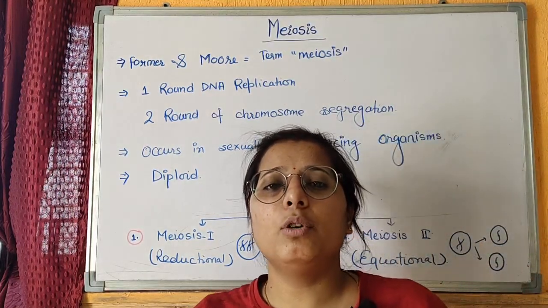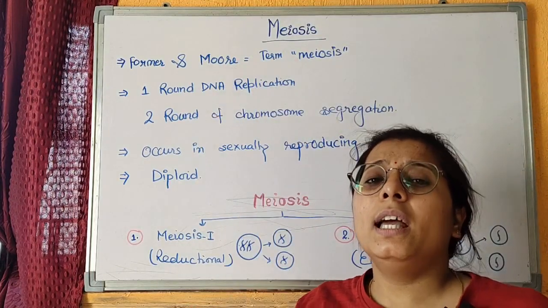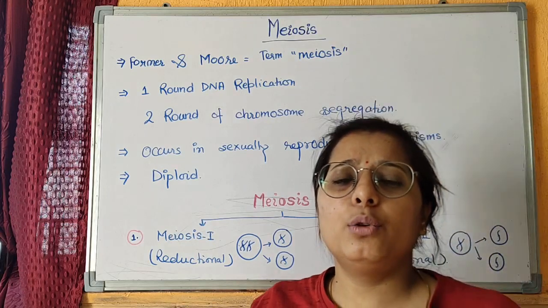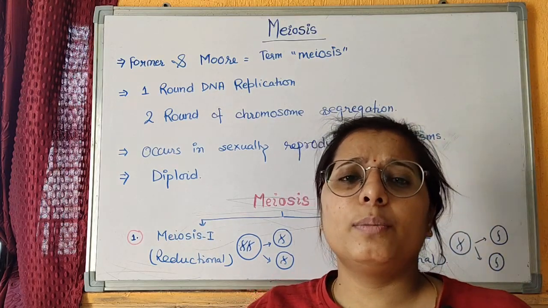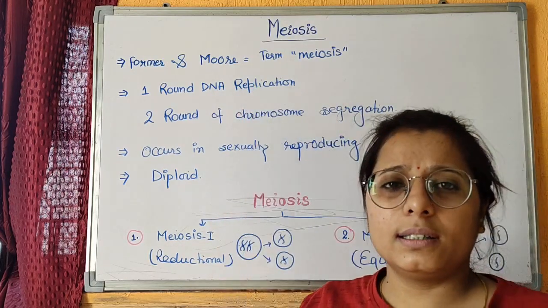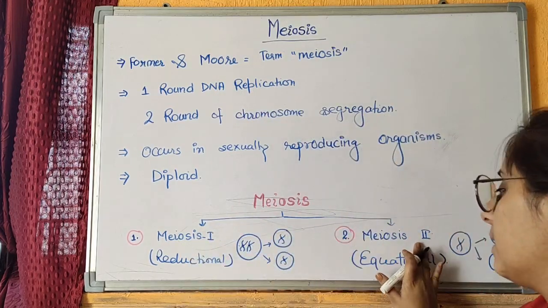Today we will study about meiosis. The term meiosis was given by Farmer and Murray. Meiosis includes one round of DNA replication and two rounds of chromosomal segregation. In sexually reproducing organisms that are diploid, this meiosis process occurs. Meiosis has two parts, meiosis 1 and meiosis 2.